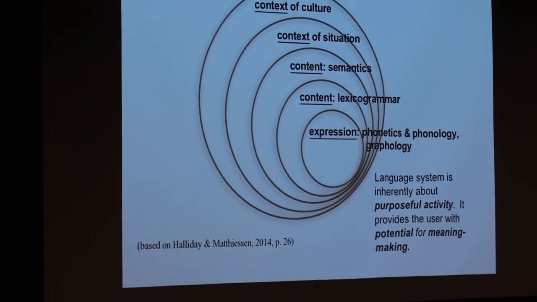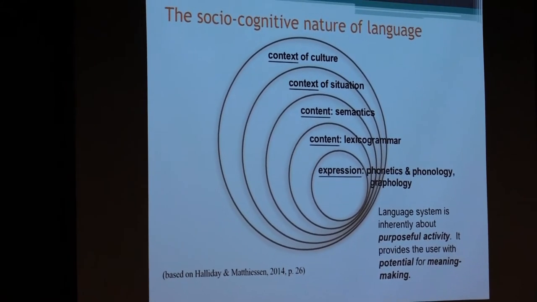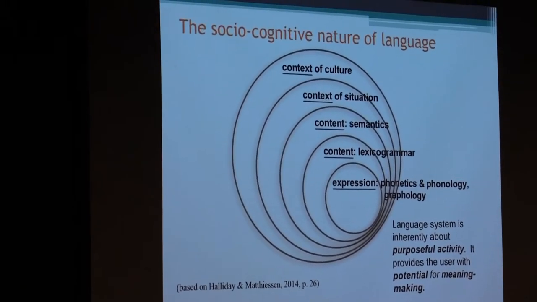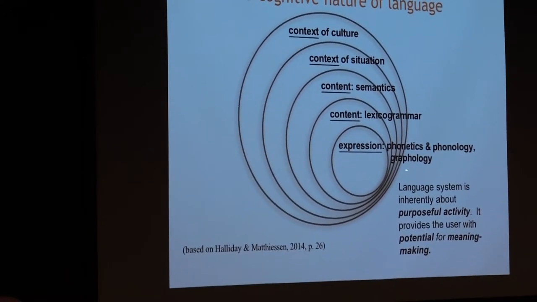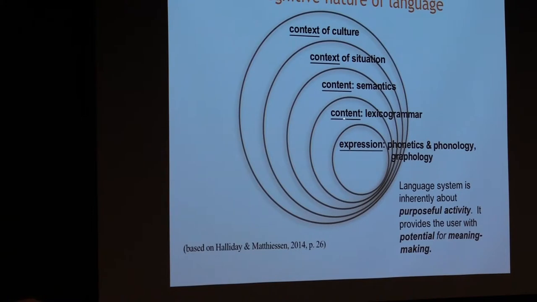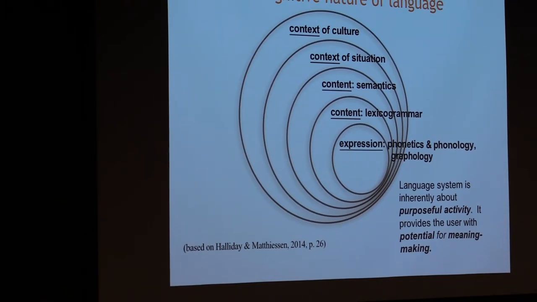Systemic functional linguistics is much more well known here in Australia than it is in the US, so probably some of you may be very familiar with that. I think the main point to see here in comparison with the Chomskyan modular view of language is that it's all meant to be parts of a whole. The sounds that you choose as a form of expression are mapped onto content, which is your vocabulary, grammar, the meanings of that, which then takes on meaning within a context of situation and a context of culture. So language system is inherently about purposeful activity, and it provides the user with potential for meaning making. All these things are interrelated within a social approach.